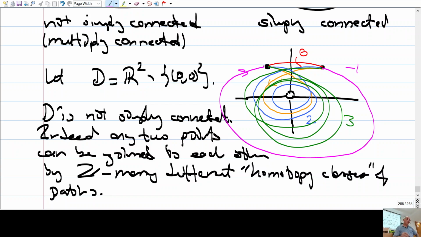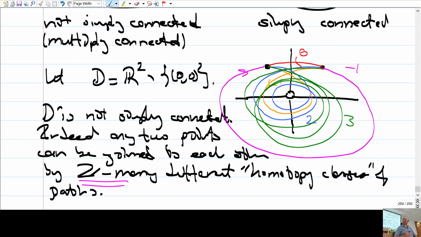Okay, so these 2 points can be joined to each other Z many different ways, actually not times but Z many different ways. Z here corresponds to how many times your curve goes around the origin. It may go around it 0 times, 1 time, 2 times, 3 times, 5 times, or -1 time, -2 times, -3 times. These are all different types of curves. They cannot be deformed to each other. That's a fact which can be proved, but the proof is difficult, so we will not do it.